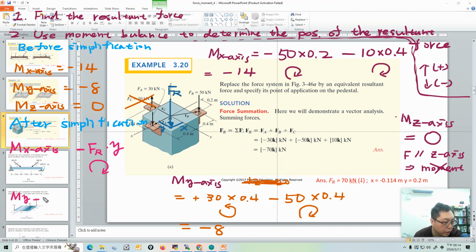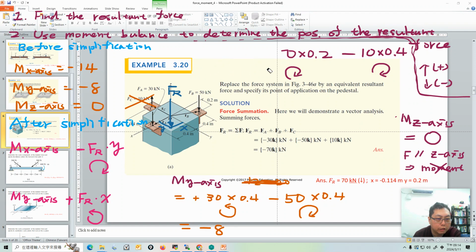After simplification, the moment with respect to the y axis is the magnitude of the resultant force times the lever arm x, because right now your rotating axis is the y axis. The coordinate of x is your lever arm. Then positive or negative? The force is here, rotating with respect to the y axis, so it's counterclockwise, so it becomes positive.